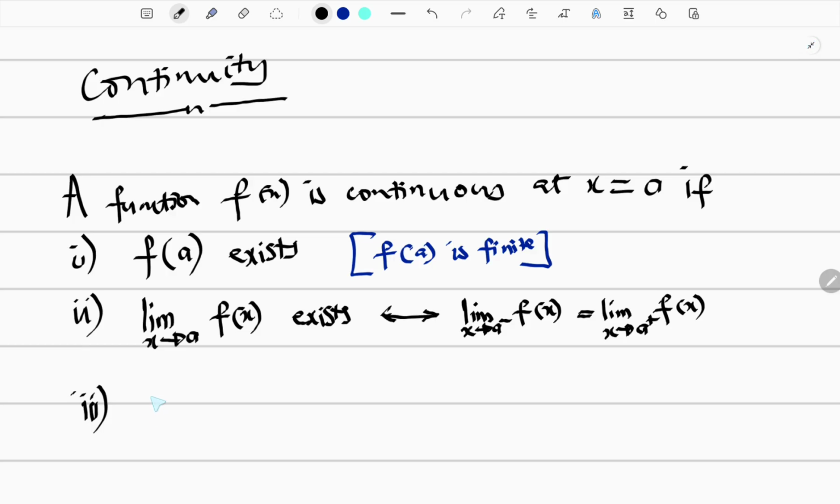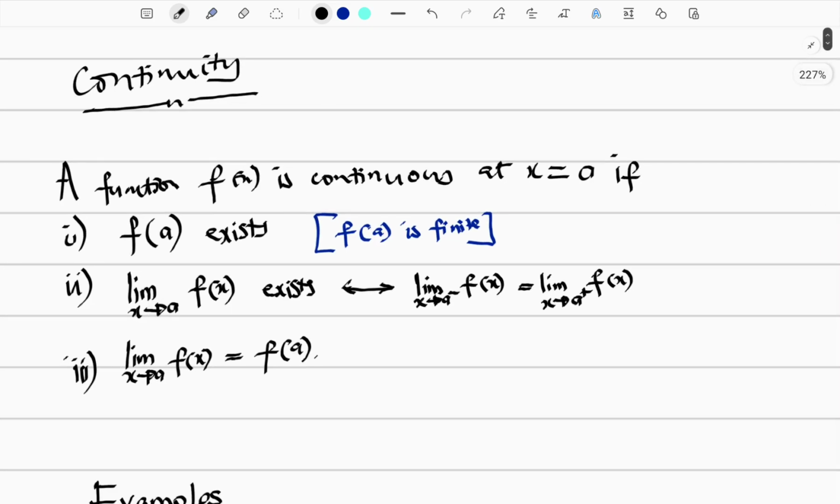And the third point now is the limit as x approaches a of f of x should be equal to f of a. Those are the 3 points which guide us on continuity. So if any one of these points fails to hold, we cannot guarantee continuity.